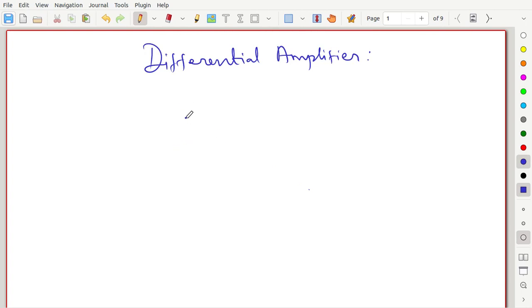Next we are going to discuss a differential amplifier. So this is the circuit for the differential amplifier. So we have the non-inverting input, and since we need a ground reference, we are adding a pull down resistor called RG. This resistor is called the pull down resistor, and we name this as V2.